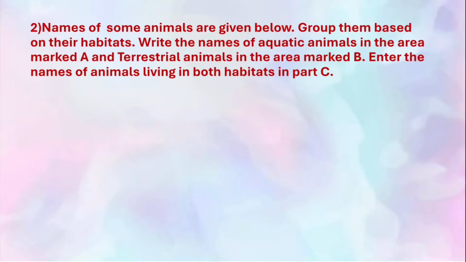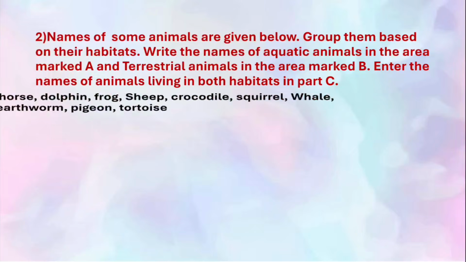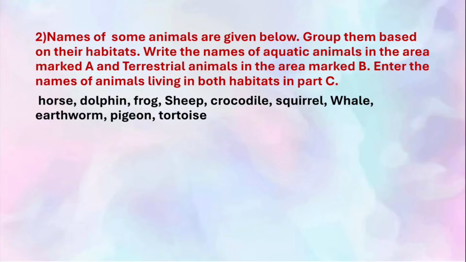Second question. Names of some animals are given below. Group them based on their habitats. Write the names of aquatic animals in the area marked A and terrestrial animals in the area marked B. Enter the names of animals living in both habitats in part C. The animal names are horse, dolphin, frog, sheep, crocodile, squirrel, whale, earthworm, pigeon, tortoise.